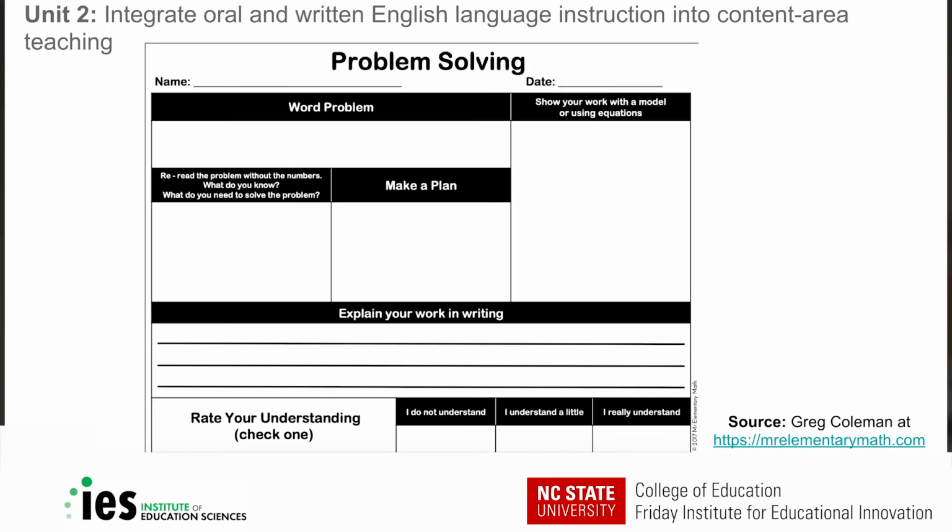Second, use a problem-solving graphic organizer with students. The teacher reads the problem aloud and asks questions like, can you describe what's happening in your own words? What's the main idea of the problem? What information do we know? What information do we need? Ultimately, what are we trying to find out? And how could we visualize this problem? Students discuss these questions in small groups and record their responses on the graphic organizer.